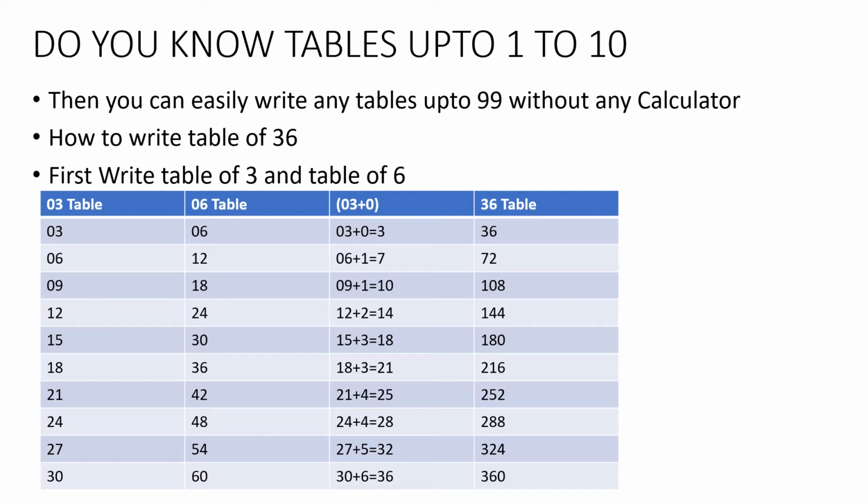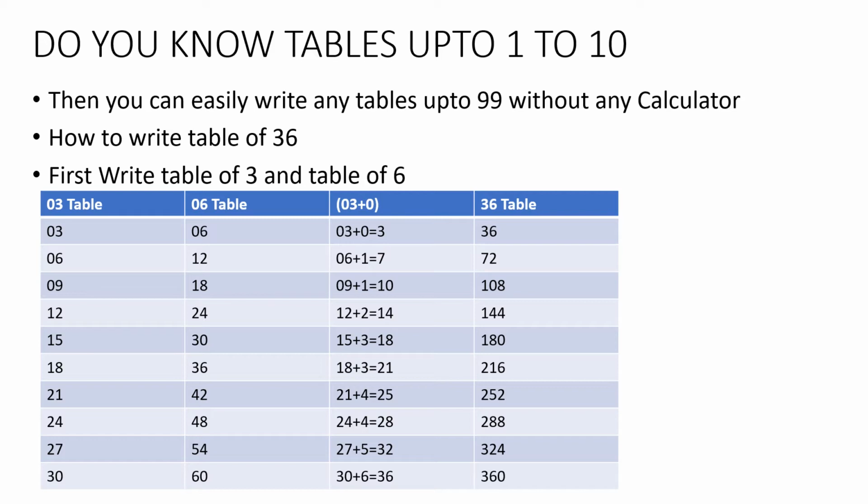Next, 3 fours are 12. So 12 we have taken. Then 4 sixes are 24. That also we have taken here. So 12 plus 2, 14. Then take 4 as it is. That is 14 and 4, 144. So like this, you can very easily write the table of any number.